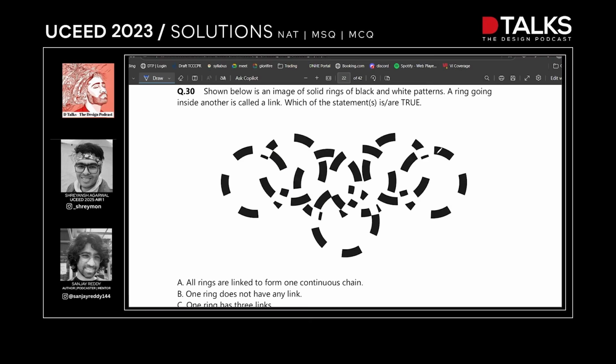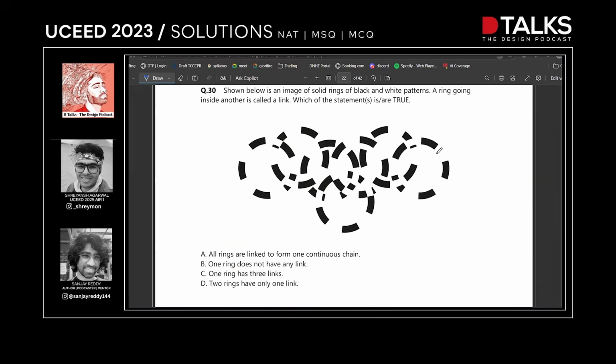30. Shown below is an image of solid rings of black and white patterns. A ring going inside another ring is called a link. Which of the statements is or are true? A, B, C, D. If you read all the four options, it's basically about links only, and the number of links of each ring. So let's just do that together.